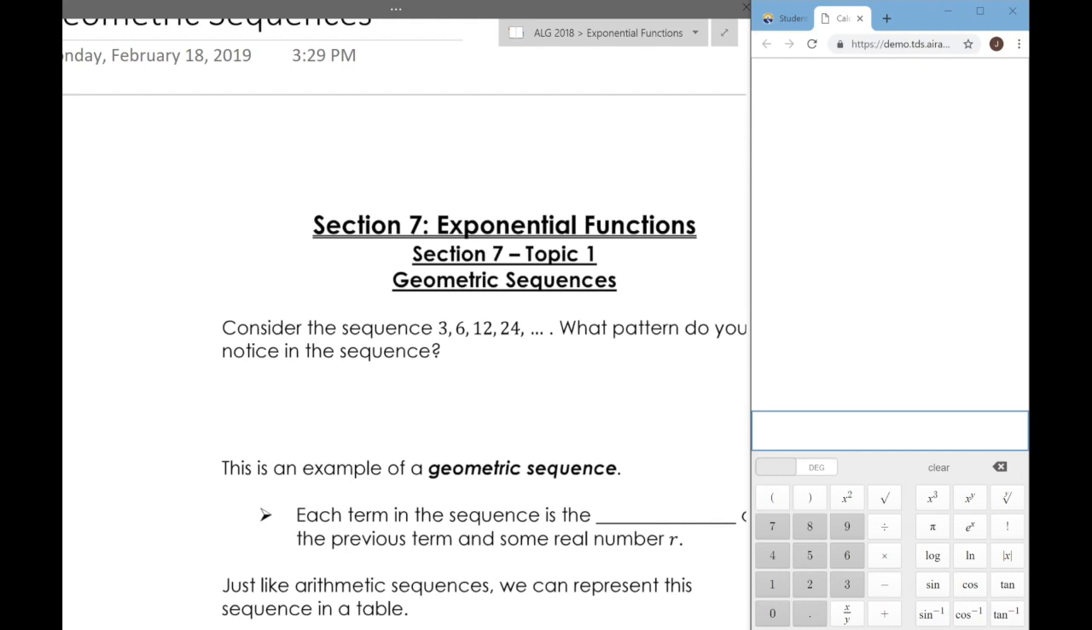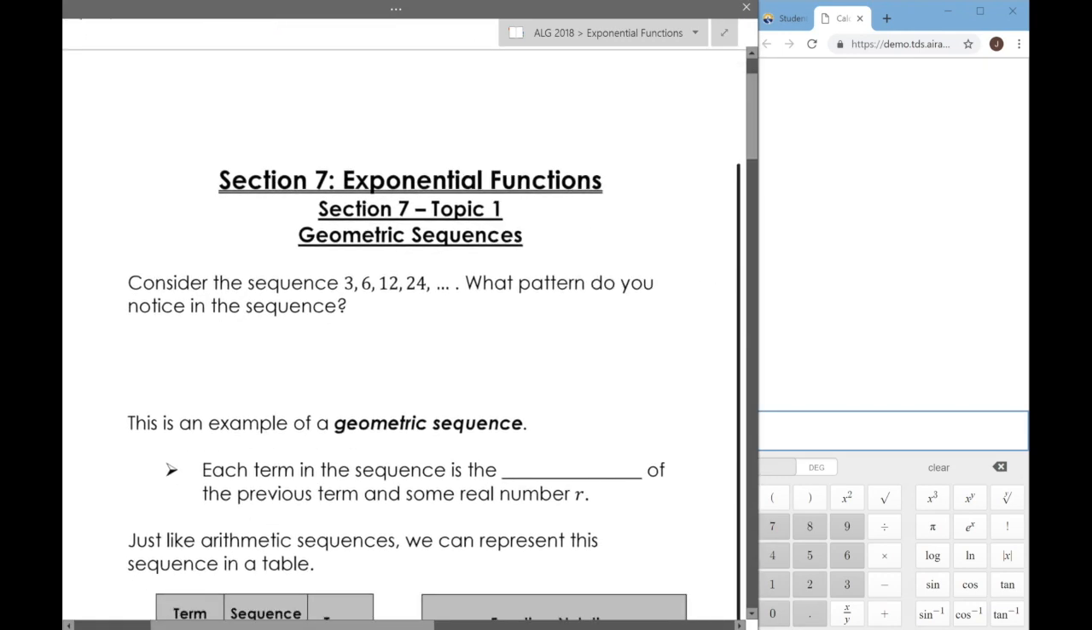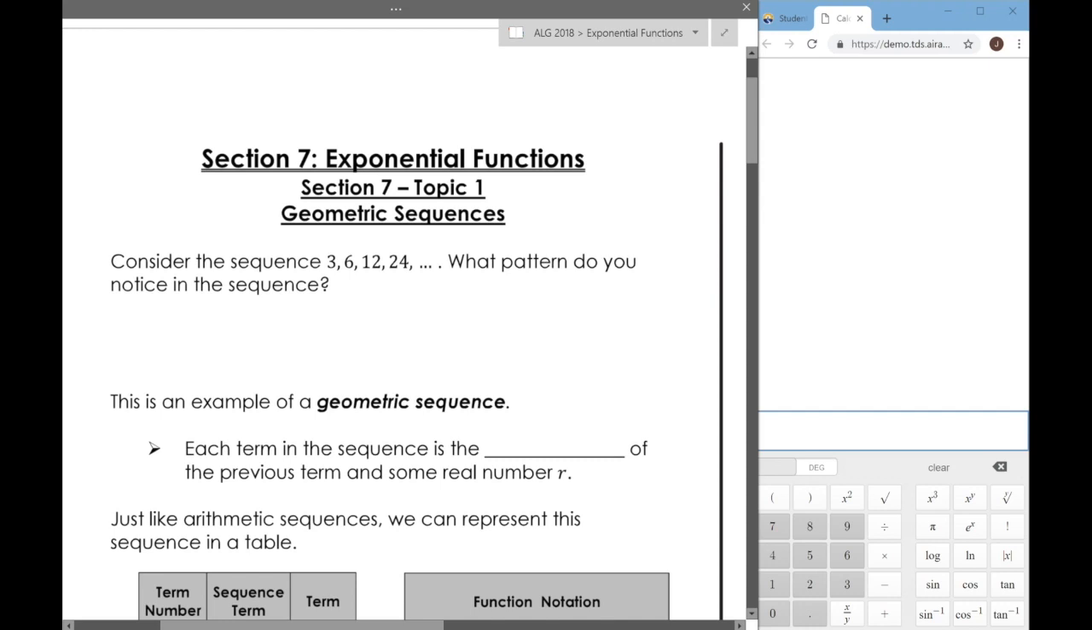Alright, so now we have moved on to section 7. Section 7 is topic 1 that we're going to start with. That's called geometric sequences. This is on page 175. On the left hand side I have the work, and then on the right hand side I have the calculator. Okay, so let's start with: consider the sequence 3, 6, 12, and 24.